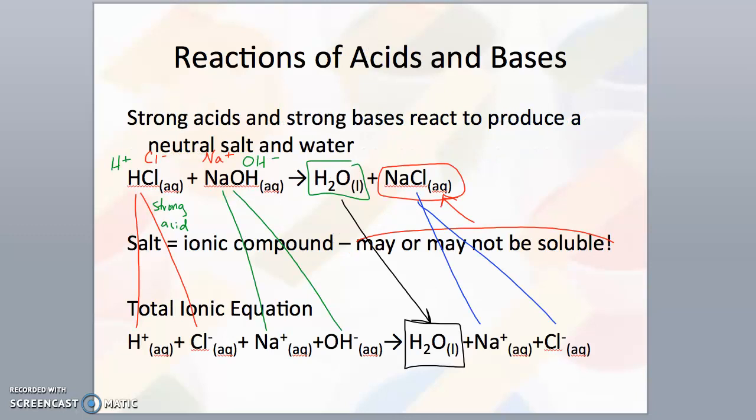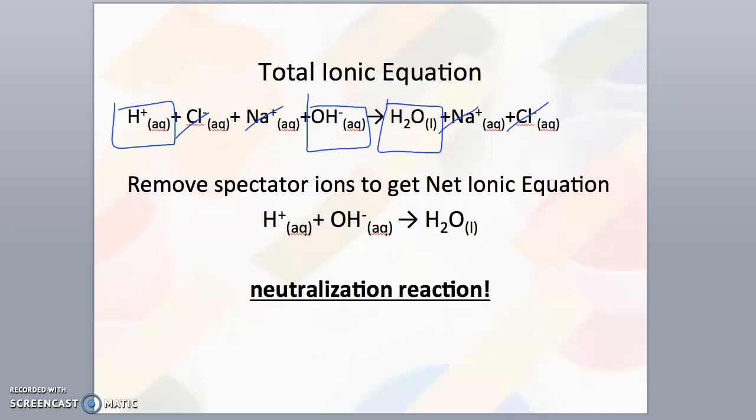This shows the complete molecular equation and the total ionic equation for the reaction of a strong acid and a strong base. Pause the video and see if you can write the net ionic equation from the total ionic equation. The net ionic equation for the reaction of a strong acid and a strong base is always as written here. This is called a neutralization reaction because the resulting pH is neutral, or near 7.